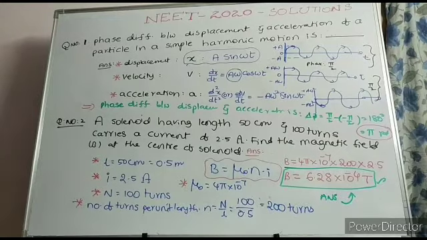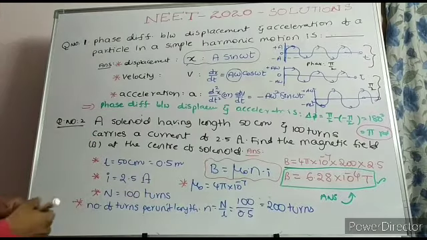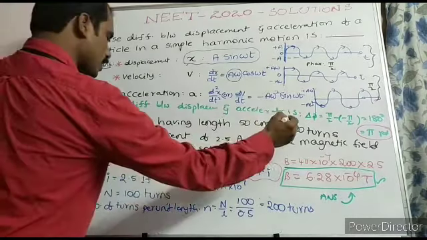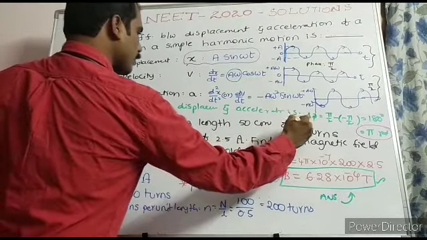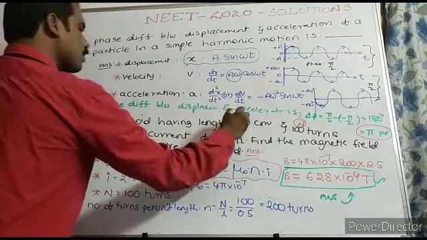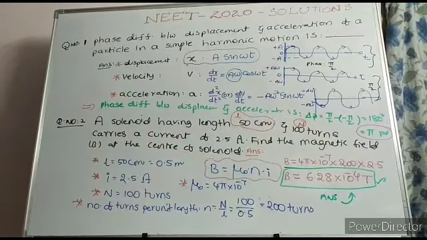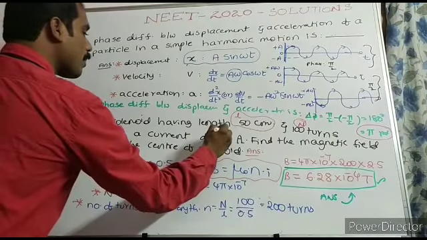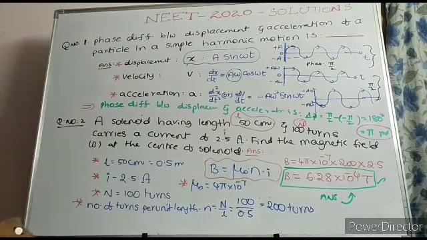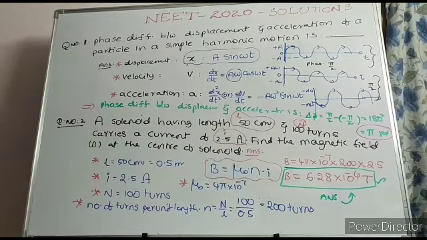Now question number 2: a solenoid having length 50 cm and 100 turns. Number of turns N is equal to 100, and length L is equal to 50 centimeter. It carries a current of 2.5 ampere, current I is equal to 2.5 ampere. Now we have to find the magnetic field at the center of the solenoid.